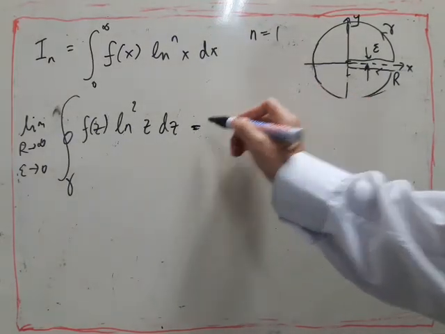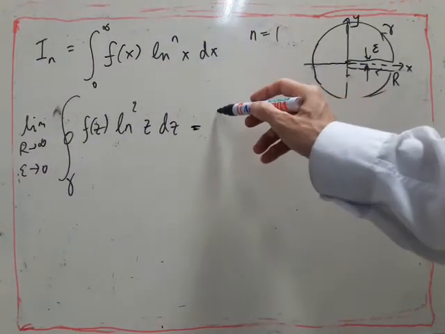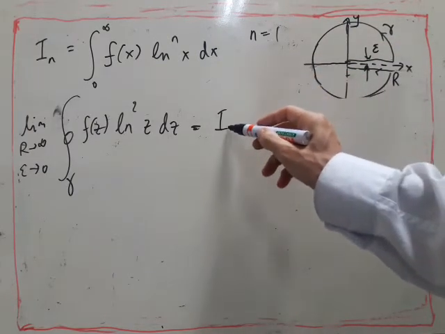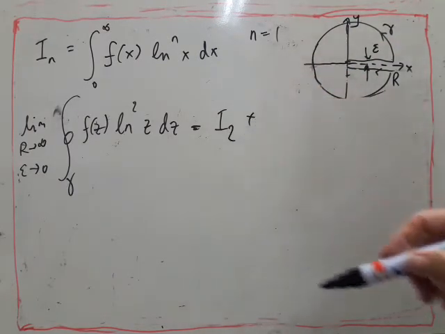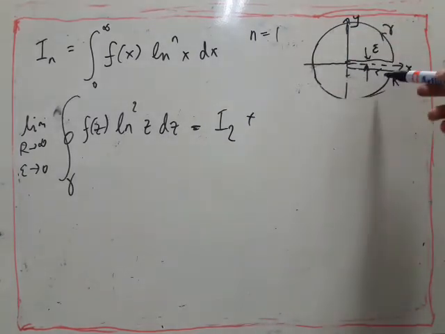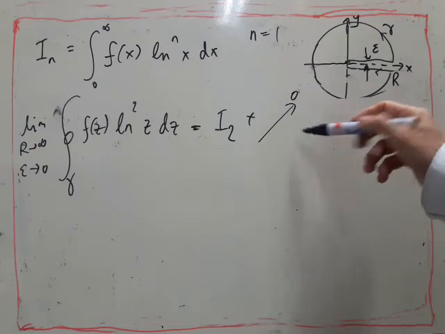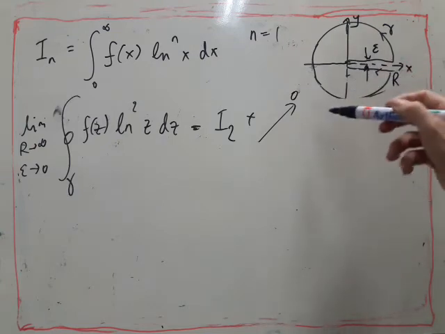Okay, so what's that going to give? So first along here we'll get I2. Around here let's just assume that we'll get 0. Back along here, that's the interesting bit.